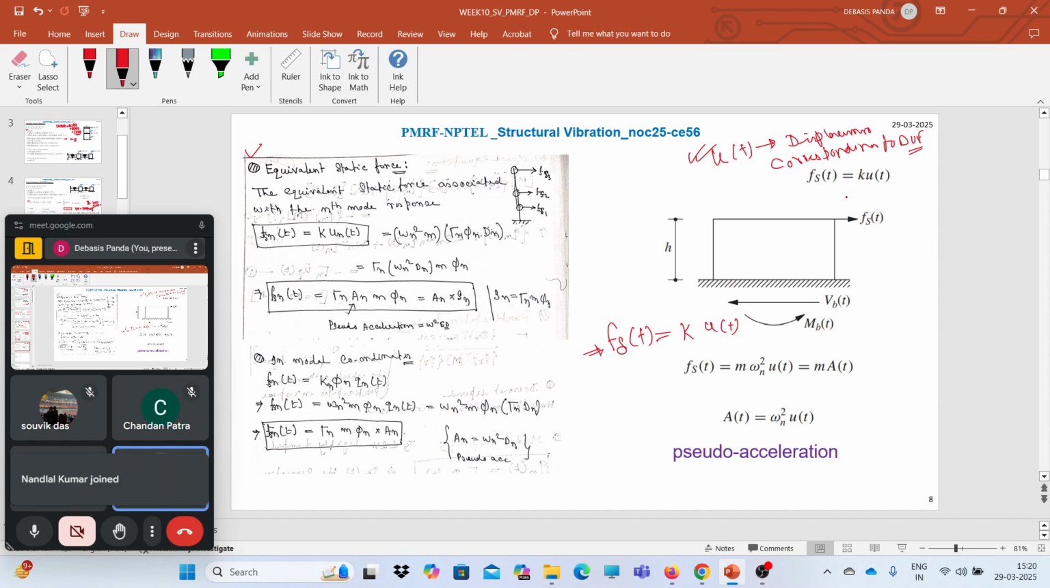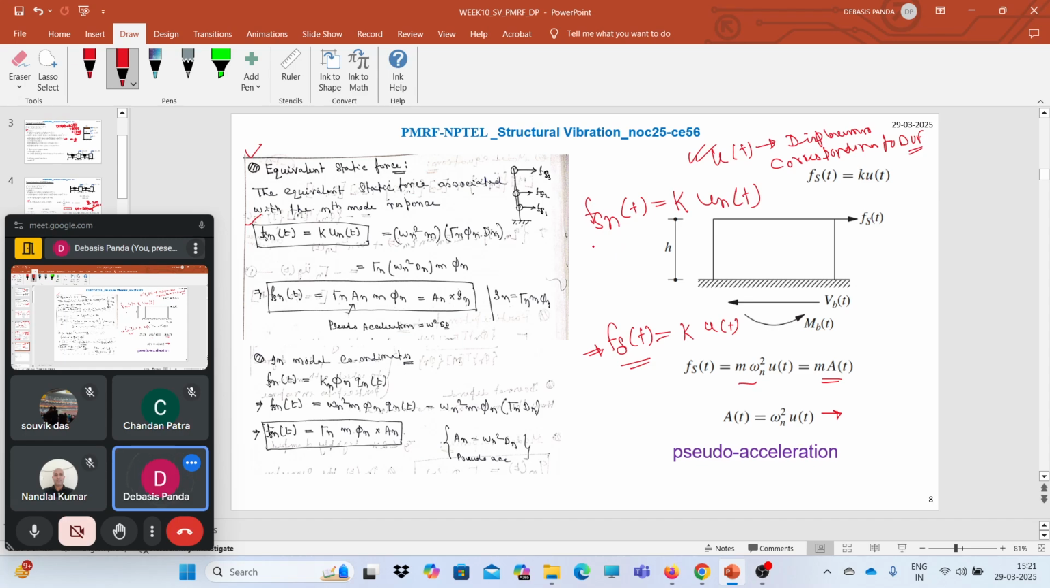For a single degree of freedom system, we have seen that the equivalent static force is nothing but k into u of t, and further we simplified k as m into omega n square into u of t, which finally leads to m into a of t, where a of t is the pseudo acceleration. Now for the multi degree of freedom system, similarly the equivalent static force associated with the nth mode is represented by Fsn of t, which is k into un of t, right?